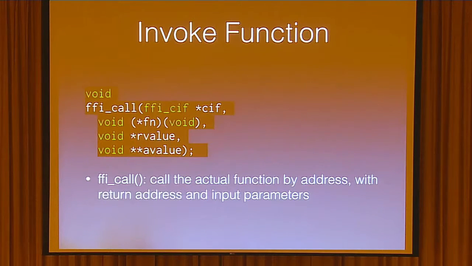So you pass it to the libFFI function, ffi_prep_cif, and the CIF here stands for call interface. And after we define the interface, we can finally invoke the function. So we can use ffi_call to call the actual function by its address using the call interface we just defined. And we should also provide the address for the return value and the list of arguments we want to pass to the function.